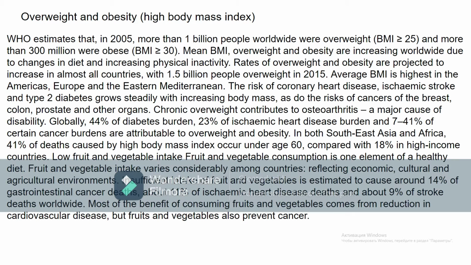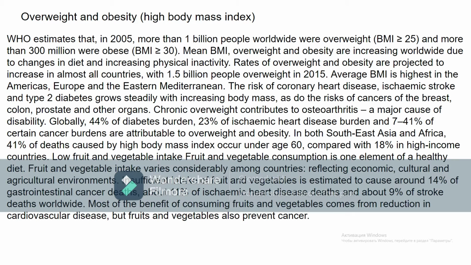Globally, 44% of diabetes burden, 23% of ischemic heart disease burden, and from 7 to 41% of certain cancer burdens are attributable to overweight and obesity. In both Southeast Asia and Africa, 41% of deaths caused by high body mass index occur under age 60, compared with 18% in high-income countries.